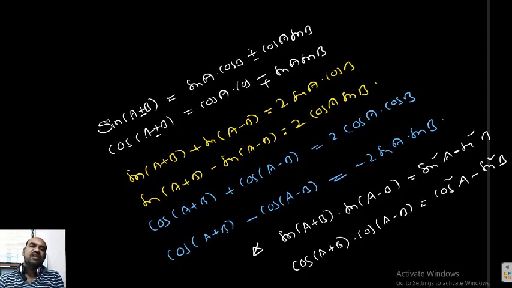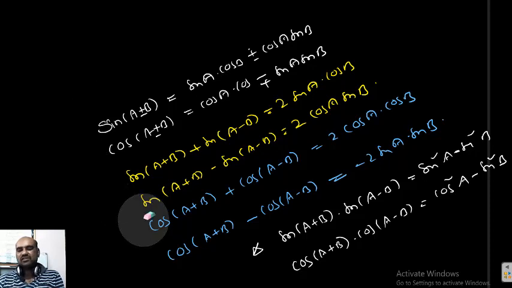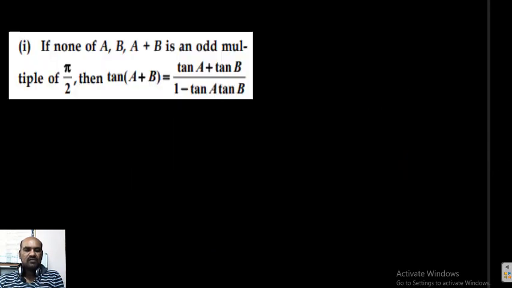What happened? Trigonometrical ratios for the angle a plus b and a minus b, the two, sine and cos, are completed. What about tan, cot and secant, cosec? Okay. So today I am going to explain compound angles for tan function and cot function, that too for a plus or minus b angle. Okay.